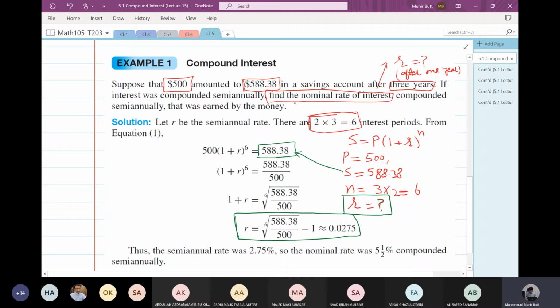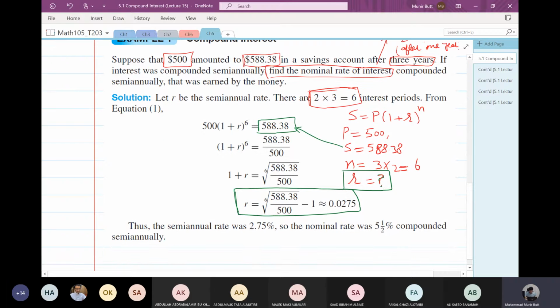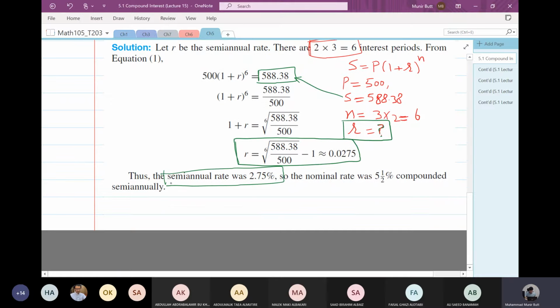But he asks us to find the nominal rate of interest. Nominal rate of interest means interest after 1 year. So if you convert this into percentage, you multiply by 100, and then for the nominal rate, you just double it. So 2.75 into 2 will be 5.5% computed annually. Is it clear?